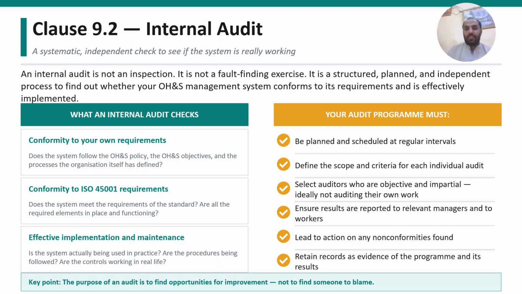I want to leave you with something that I think captures the true spirit of an internal audit. The purpose is not to find someone to blame, okay? The purpose of internal audit is not to blame someone, but the real purpose is to find opportunities for improvement and to find them before an external auditor, a regulator, or an incident happens.